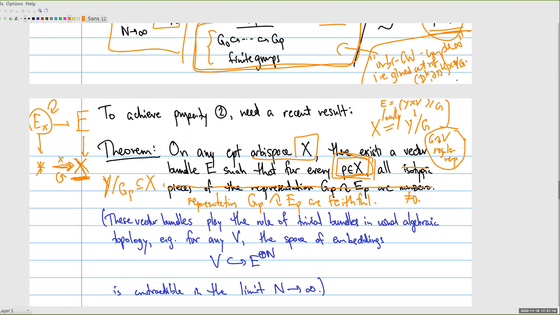Okay, so these vector bundles play a similar role to trivial vector bundles. If you want to say any vector bundle you can embed into a trivial vector bundle, this is no longer the case in the orbispace setting because of these isotropy group representations. It would be like saying you can embed any representation into the trivial representation. So instead, any vector bundle you would want to embed into a direct sum of many, many copies of a vector bundle E as in the theorem.